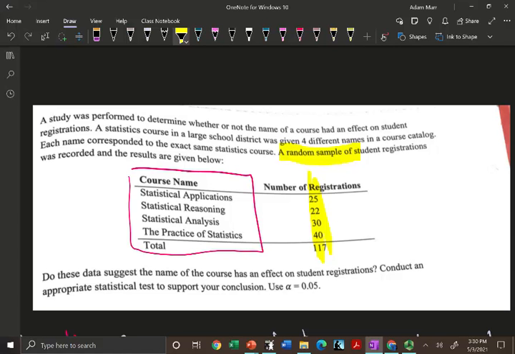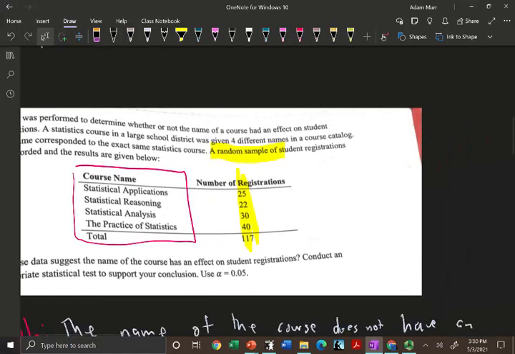Now, I can understand if you thought this might have been independence, but there's one thing that gives away that it is definitely goodness of fit, and I'll tell you what it is. First of all, we have one random sample. Now, that could be goodness of fit, or that could be independence, but it is one single categorical variable right here, which is the number of registrations, and most importantly, it is just a one-way table. That is, it just has the observed values.